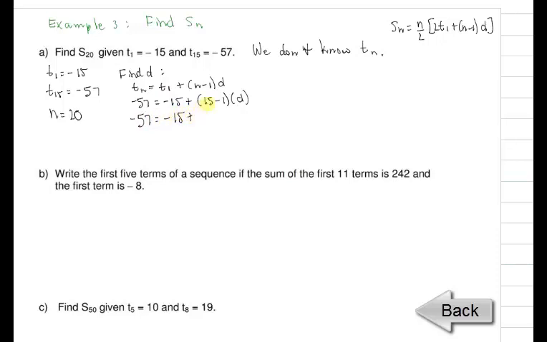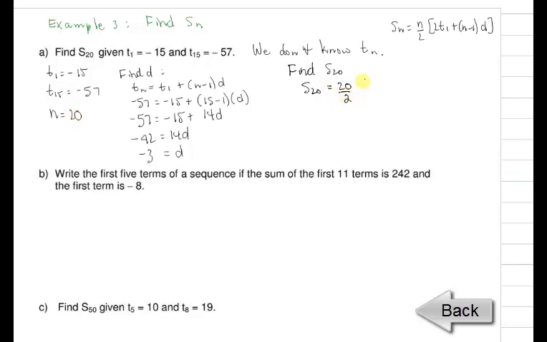I need to simplify what's in the bracket. 15 minus 1 is 14, so that gives me 14d. I need to move the negative 15 over to the left. It becomes positive, and negative 57 plus 15 is negative 42. Isolate for d by dividing both sides of the equation by 14, and you get that d is equal to negative 3. Now you can find S20. S20 is then equal to n, which we said will be 20.